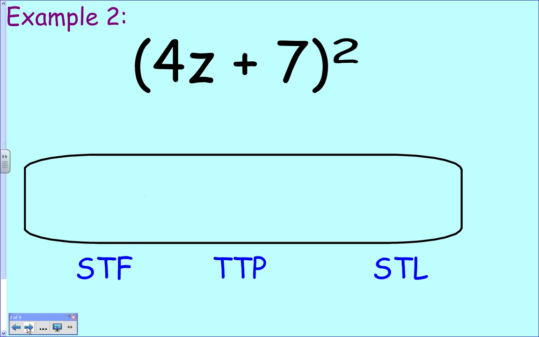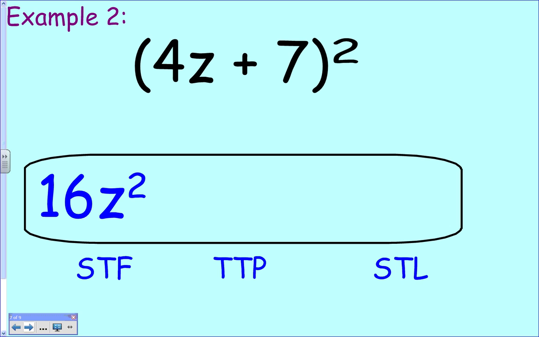Here's another example. 4z plus 7 quantity squared. This one's different because the binomial is separated by a plus, but we follow the same process. Squaring the first term, 4z. When you square 4z, you get 16z squared.